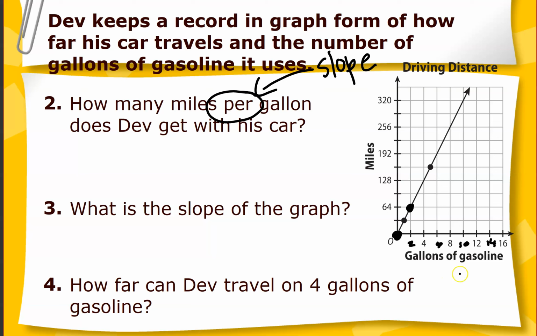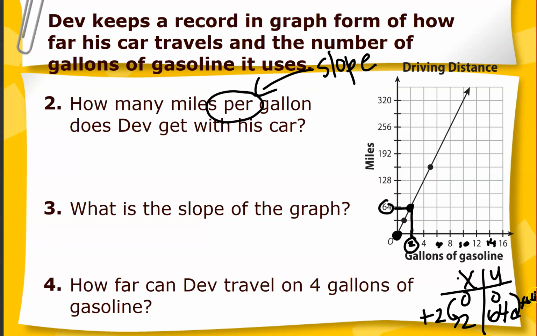All right, so I am gonna put them on a table. Hopefully it fits right here. This first point I selected is 0, 0. The second point I selected, the x of this point is 2. The y of this point is 64. From 0 to 2 is 2. From 0 to 64 is 64.